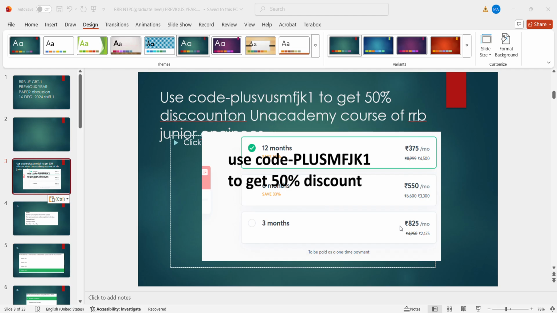Next, question number 26. A shopkeeper bought articles for ₹740. At what price should he sell to make a profit of 20%? The answer is 888.